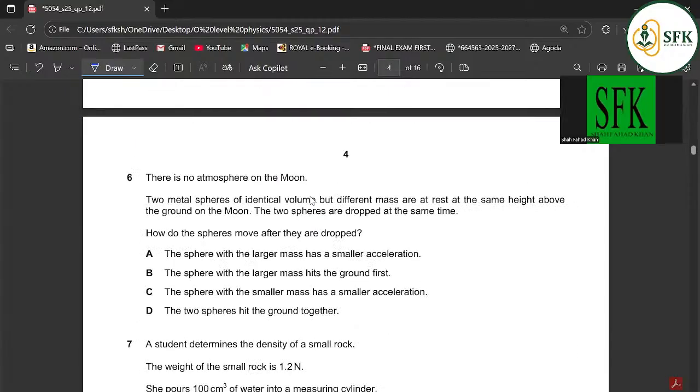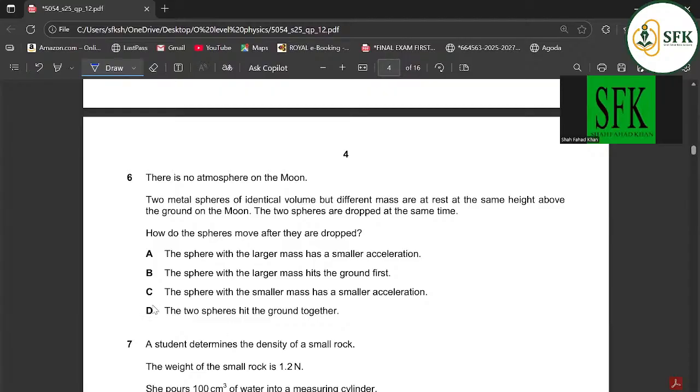6. There is no atmosphere on the moon. Two metal spheres of identical volume but different masses are at rest at the same height above the ground on the moon. The two spheres are dropped at the same time. How do these spheres move after they are dropped? The sphere with a larger mass has a smaller acceleration. The sphere with a larger mass hits the ground first. The sphere with the smaller mass has a smaller acceleration, or they hit together.